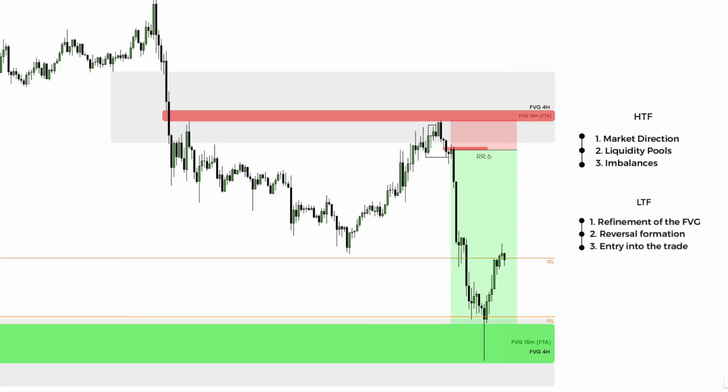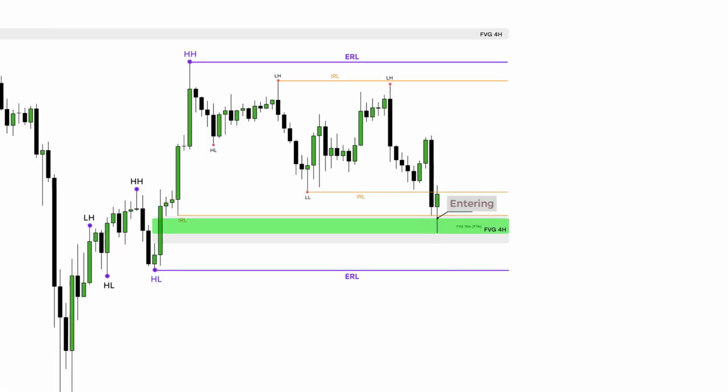You can consider two approaches to opening long positions: aggressive and conservative. In the first case, place a limit order at the beginning of the 15-minute imbalance and a stop loss below the low of the second candle on the 4-hour time frame. The targets will be the nearest previous high and the beginning of the bearish imbalance. Here, we rely on analysis without waiting for reversal confirmation.